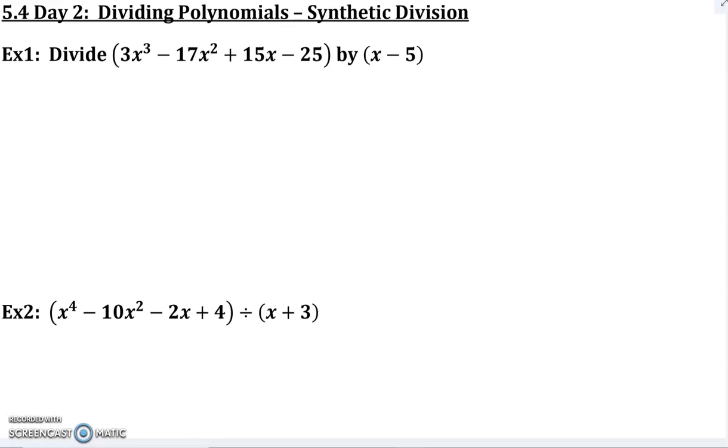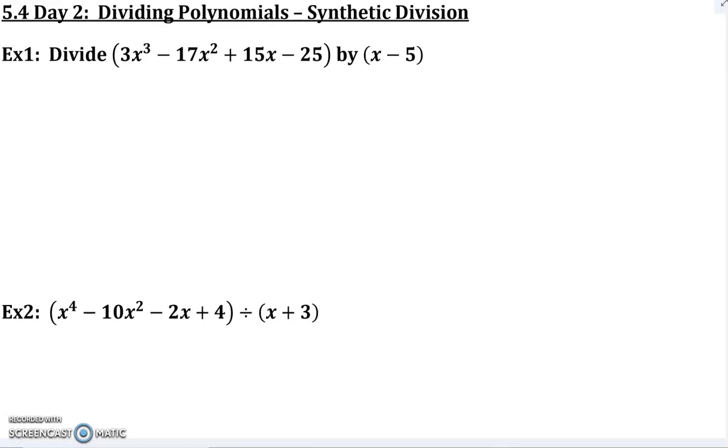It only works when you are dividing by a binomial that looks like this: 1x plus or minus a number. There can't be a number in front of your x. There can't be a coefficient in front of your x. And you can't divide by x squared. You have to only divide by a binomial like x minus 5.